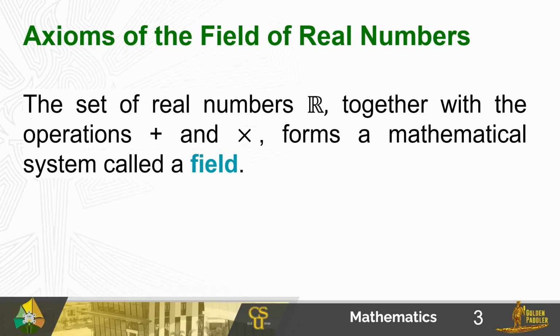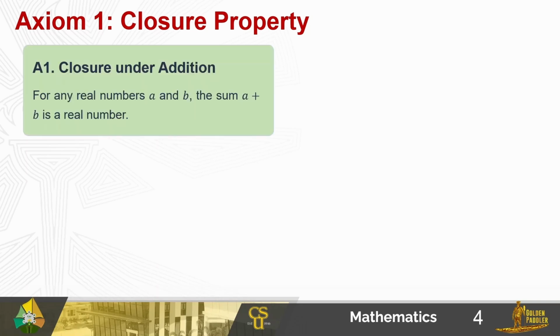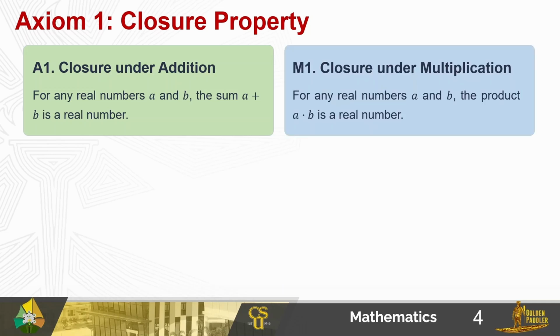It encompasses all numbers that can be represented on the number line. In the real number system, there are 6 axioms of the field of real numbers. To start, we have Axiom 1, the closure property. Note that a field requires two operations, addition and multiplication. Thus, we can start with the closure property of addition. It states that for any real numbers a and b, the sum a plus b is a real number. And the closure property under multiplication states that the product a times b is again another real number.